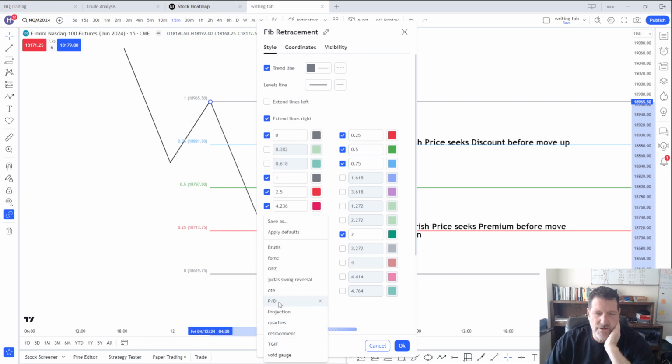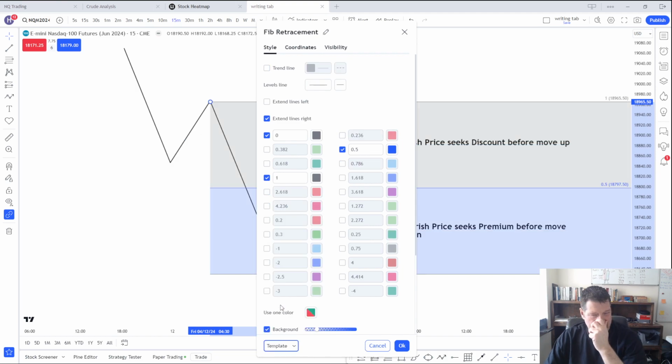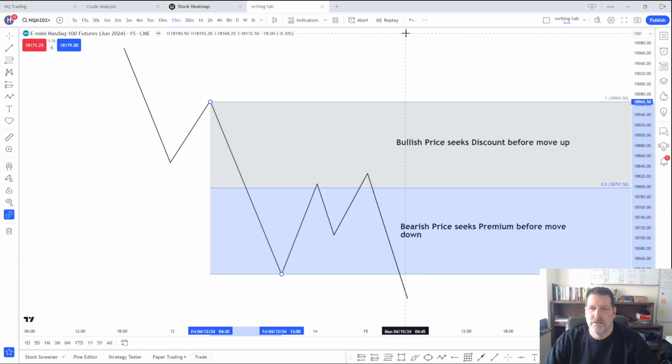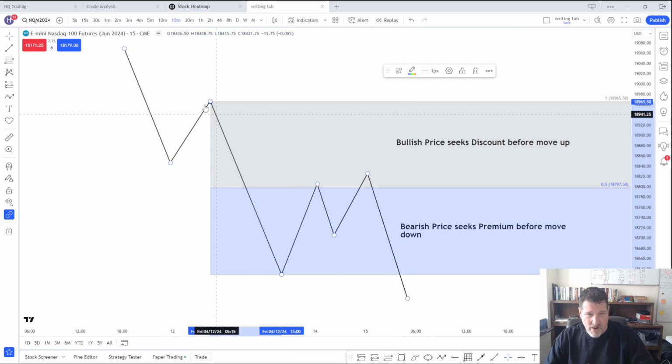But right now we're looking at premium, discount. We're looking at the dealing range. And so I have that saved as a 0, a 1, and a 0.5. And so on this range right here, from this high to this low, we create a dealing range.